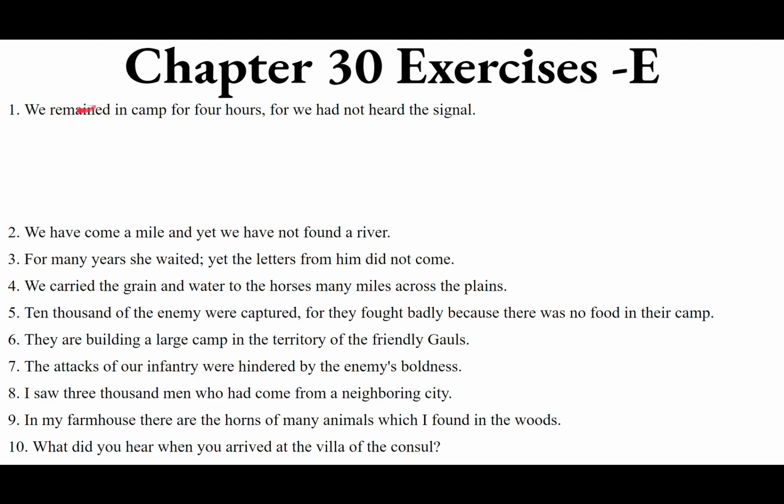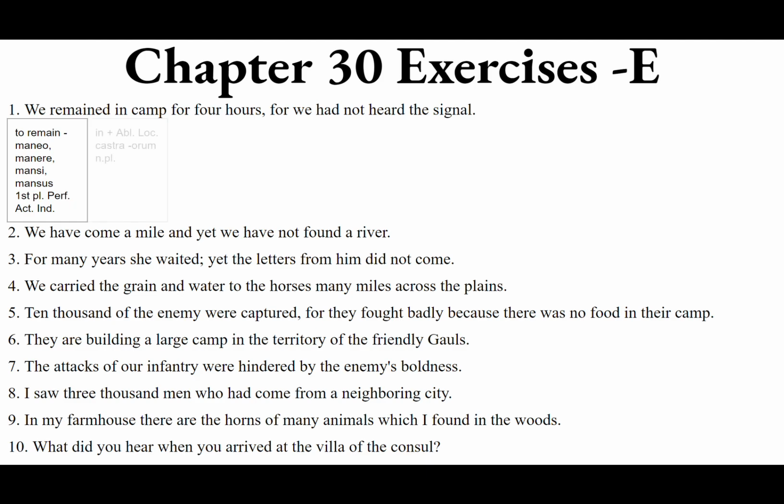So the main verb is remained. The verb in the dependent clause is heard. So we'll start with remained. Who did the remaining? We did. So we are the subject. So to remain is maneo, manere, mansi, mansus. We are first person plural. We remained would be perfect tense. First person plural, perfect tense. It's active voice and it's indicative mood because we actively did the remaining. It didn't happen to us. We did the remaining. So something like mansimus.